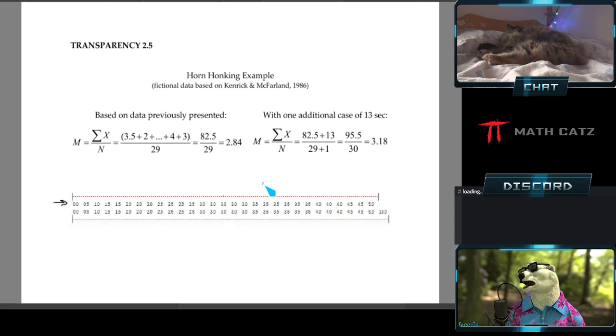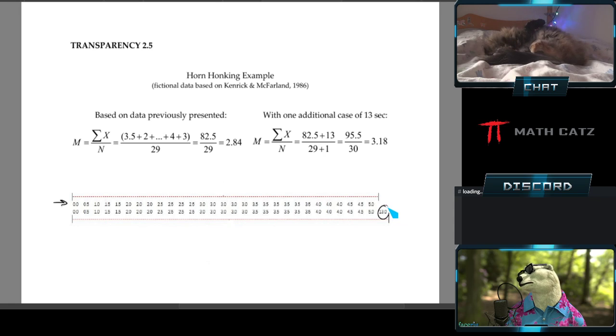However, let's suppose there was one more case. We measured one more person, a very patient person that took 13 seconds before they honked the person in front. Now we have 30 scores. We calculate the mean, adding up all of these, dividing by 30, of course, and we get 3.81.